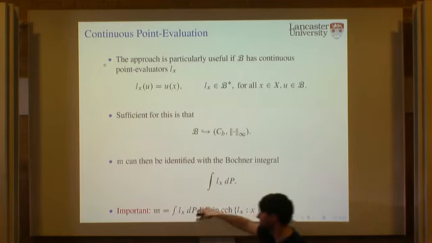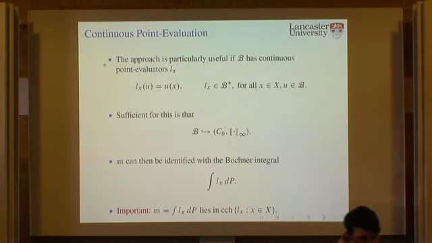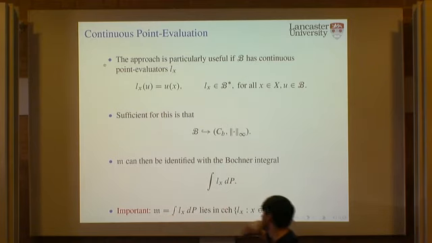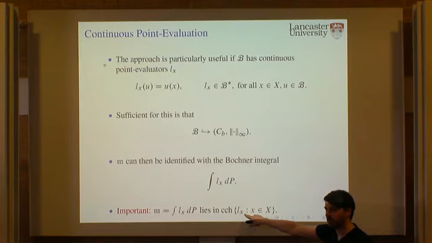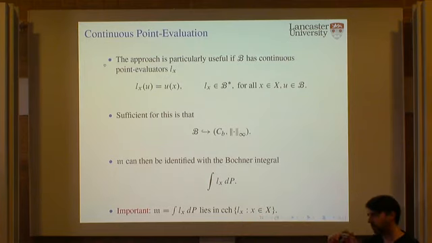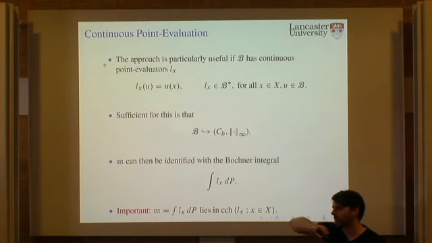Sorry, it's possibly a bit small. But you can represent this element in your dual space as a Bochner integral with respect to your measure P over your point evaluators. And this Bochner integral representation tells you that M lies in the closed convex hull spanned by your point evaluators. You can treat the Bochner integral as an averaging process over the Lx elements. So M itself will lie in the closed convex hull of your point evaluators.